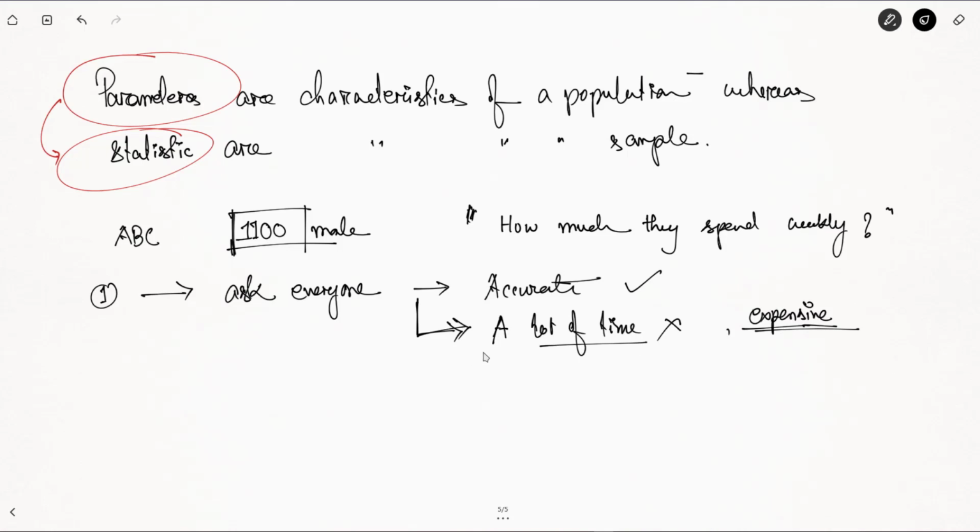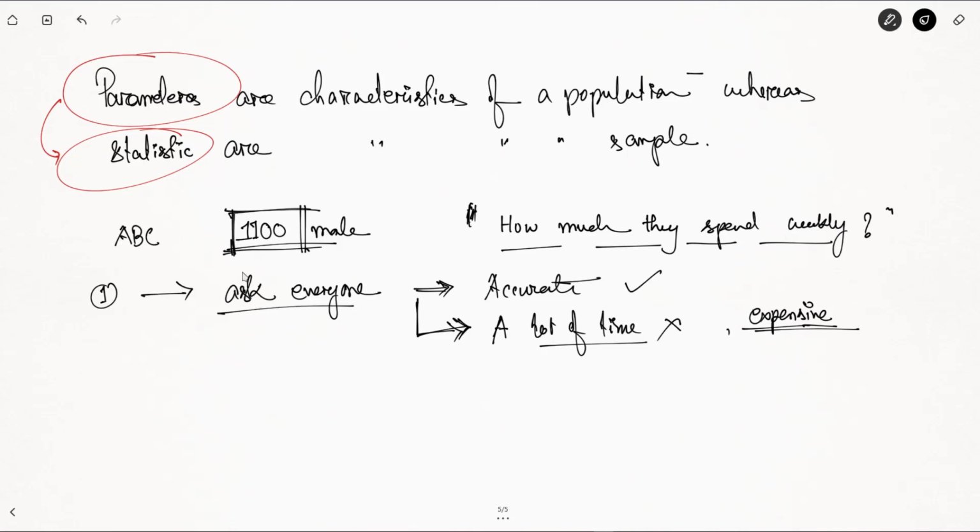Also, there is a very high possibility that you will not get the chance to meet all 1100 students. A few will be absent, or they may not be available when you want to meet them. So asking everyone for their weekly expense is not possible, or even if it is possible, it will be very time consuming and expensive. So we need a different approach to answer the same question, how much they spend weekly.